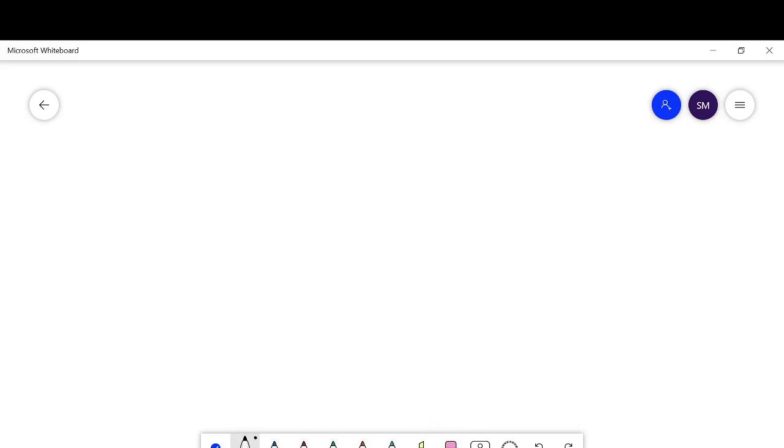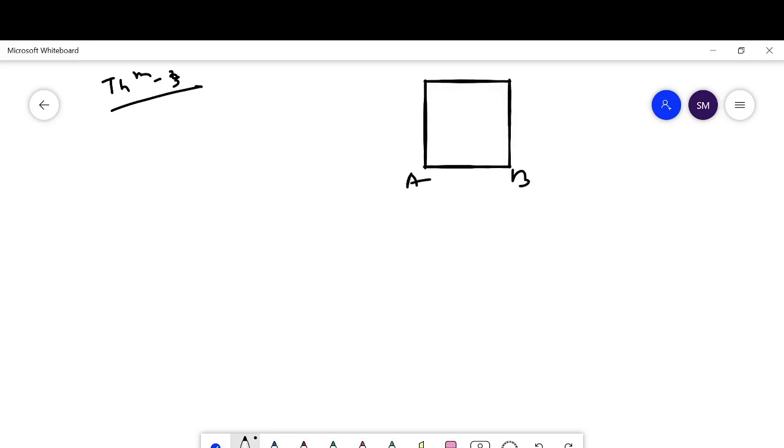Then theorem 3, property 3. Theorem 3 says each of the angles of a square is a right angle and each of the four sides is of the same length. Then suppose ABCD is a square.